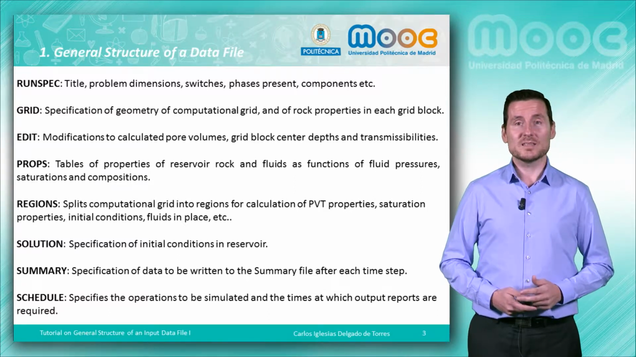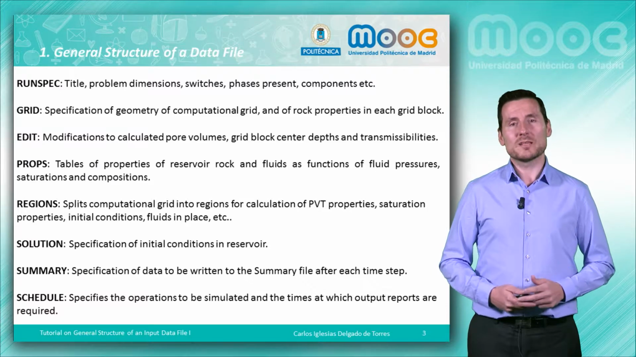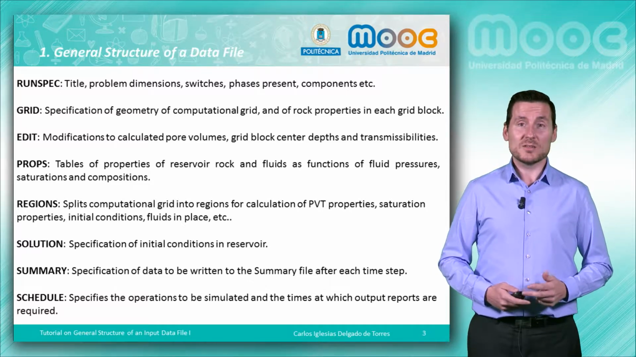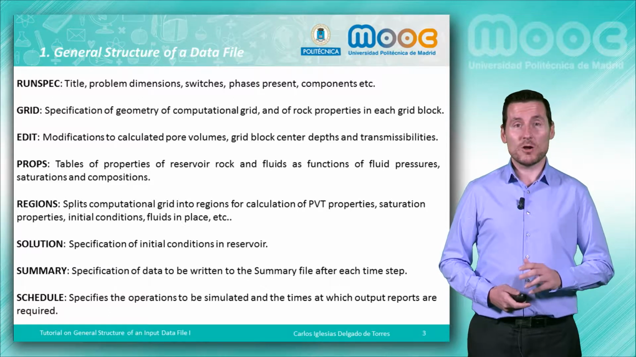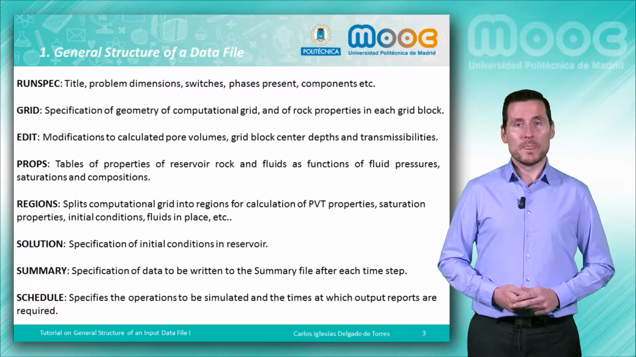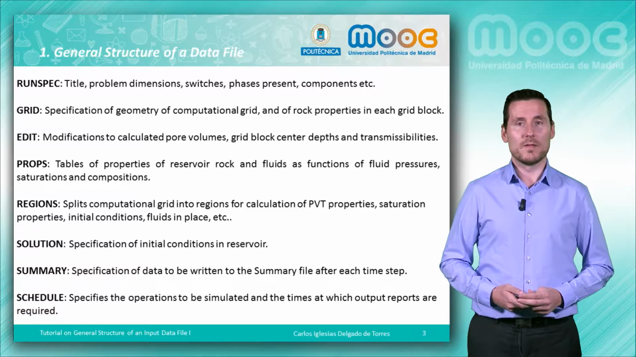The third section is EDIT. This section is not mandatory. It means that the model does not need the section in order to be run. This section is used to make property modifications in the original grid. The next section is PROPS, that means properties. In this section, all the information related to the interaction between the rock and the fluid is input. The main information to be input is the fluid model, the relative permeability curves, and the capillary pressure curves.